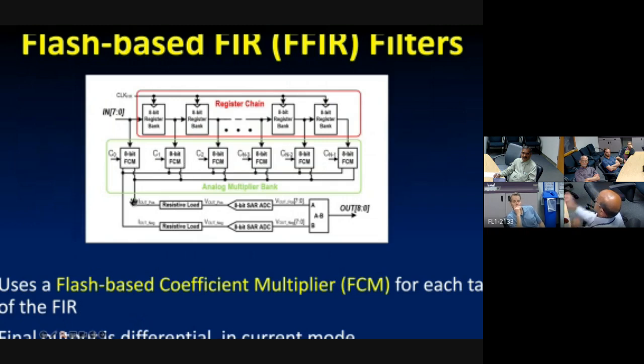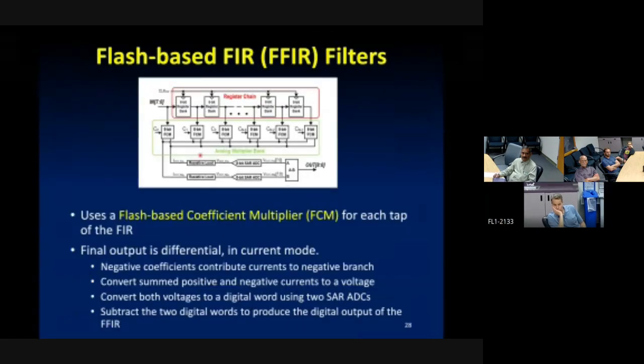And depending on whether the coefficient was positive or negative, the contribution of that multiplier goes to a negative current wire signal or a positive current signal. I convert those currents to a voltage here, and then it goes through a SAR analog to digital converter. Subtract the values of the two ADCs, and that's my final circuit output. All this middle portion is done in Flash, the multiplier bank.